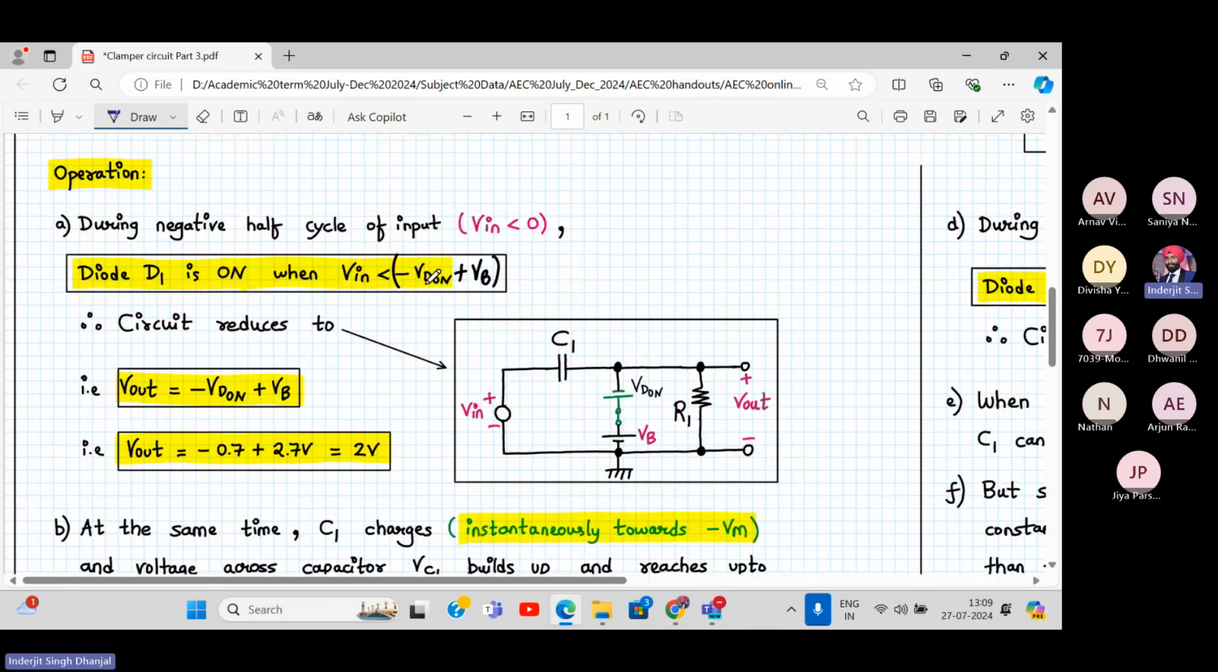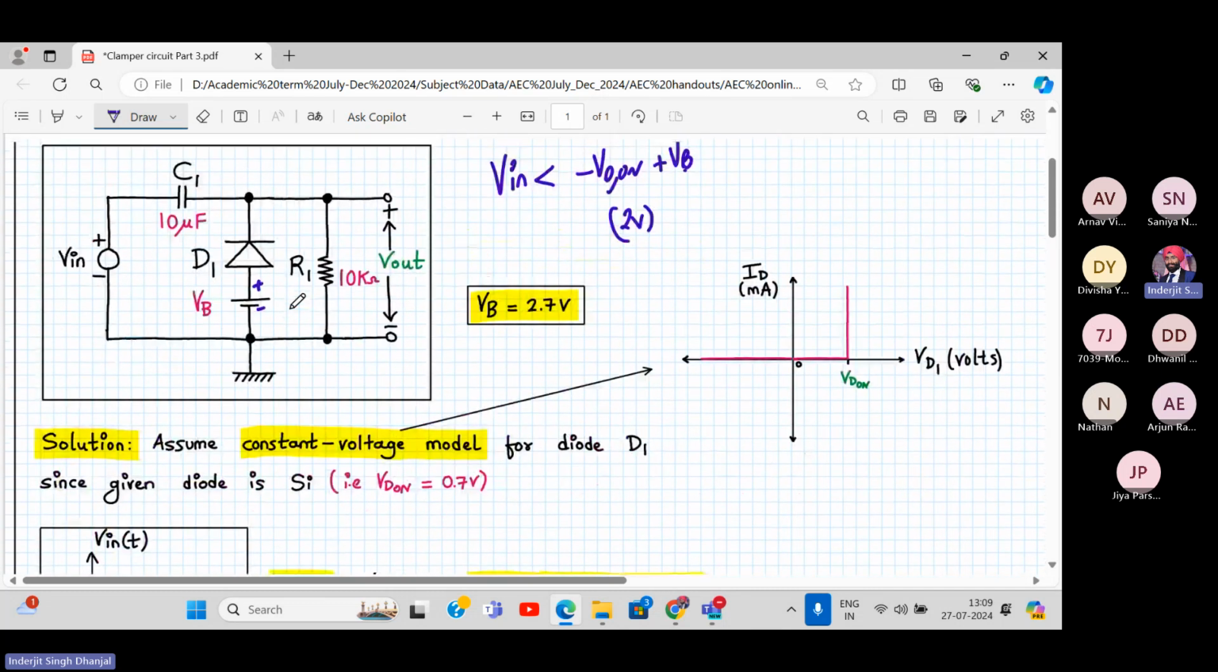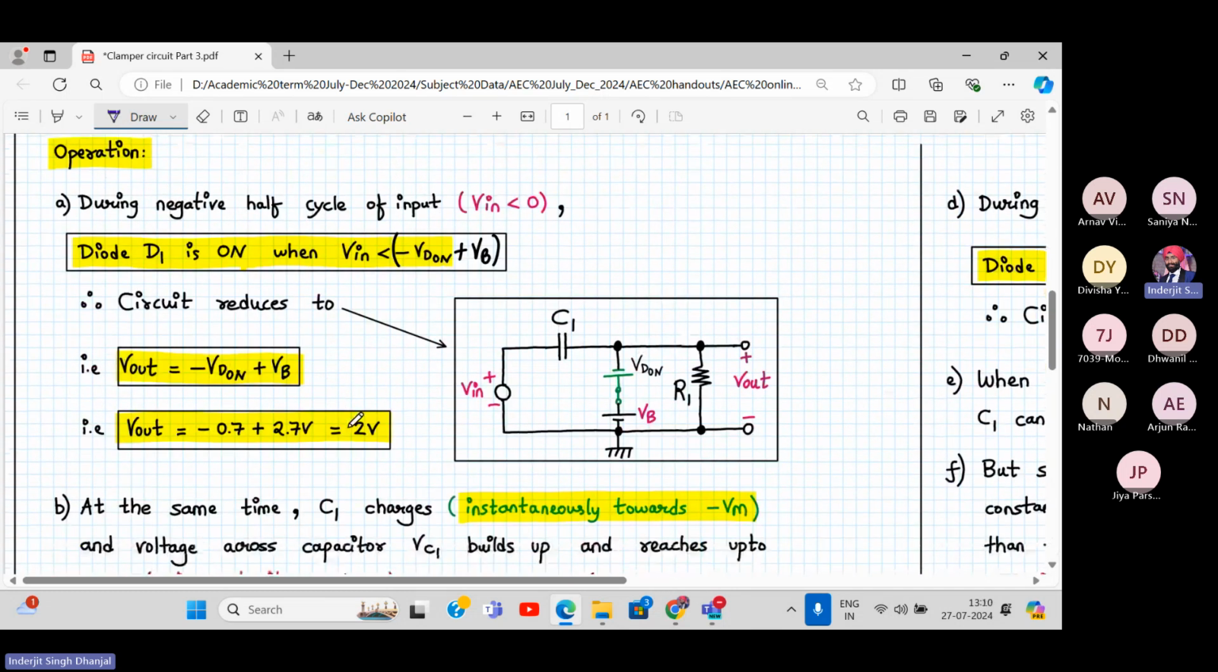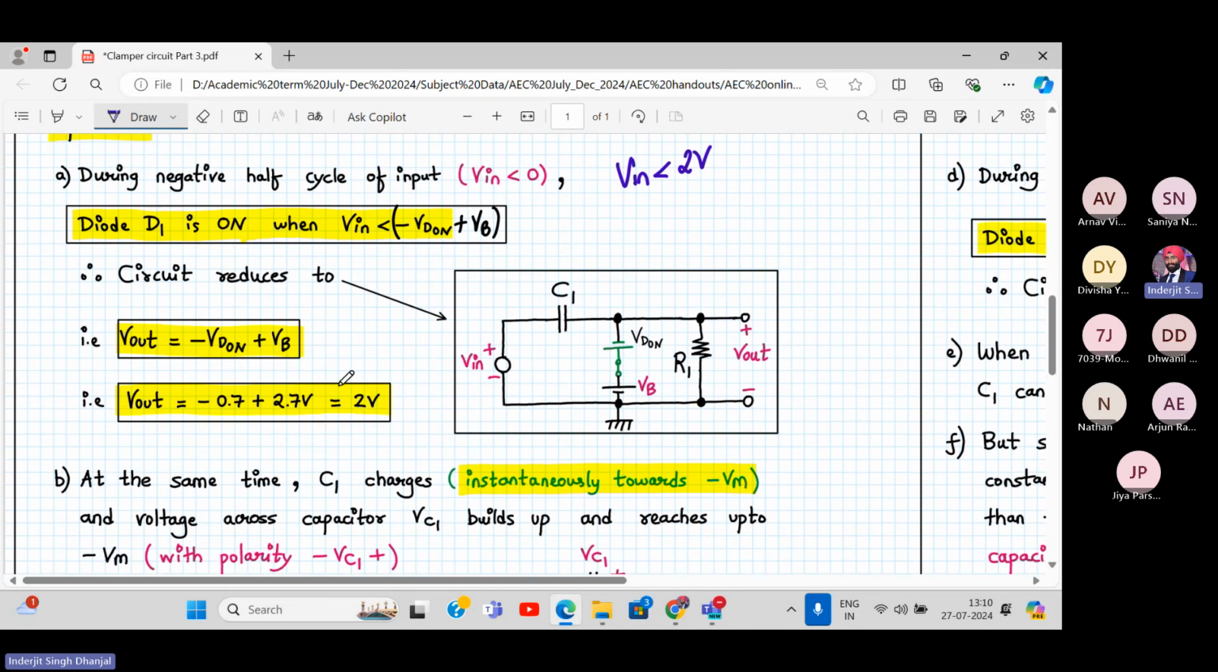So here, Vin is less than minus VD1 plus VB, and the output will be equal to minus VD1 plus VB. So the output will be equal to 2 volt now. Did you get how it is 2 volt? See, earlier this VB voltage is helping the diode to turn on. So for the helping case it will be plus VB, not inside the bracket, it will be outside only. So now the diode will be on when the input is less than 2 volt. Okay, so input is less than 2 volt, output will be at 2 volt only. So during the negative half cycle, the Vout will be at 2 volt only.